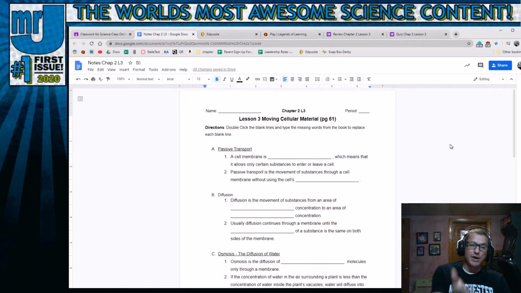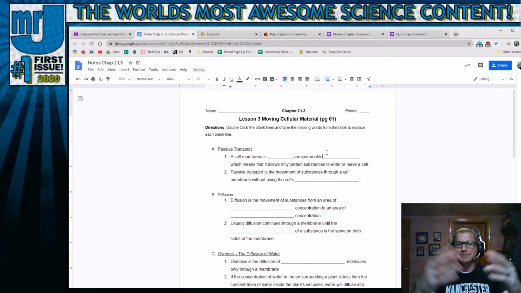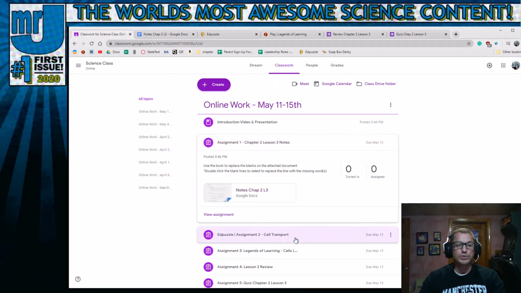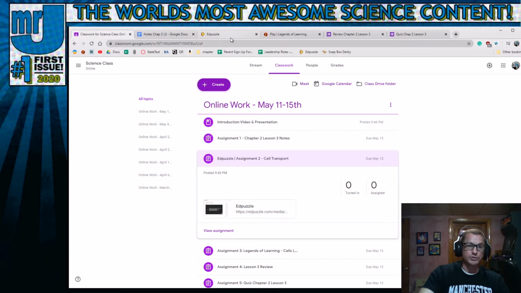When you're filling this out and you're typing the word semi-permeable in there, please do not just click in the line and type the answer. It keeps the line there. It makes it messy. It moves everything around. Instead, double click the line and then type the word. It creates a nice sentence. It's easy to read. It's easy for you to reference when you're doing the review activity, and you can reference these when you're doing the quiz. It makes it nicer for me to read when I grade it too. So after you're done with the notes, you will go to watch the Ed puzzle about cell transport.